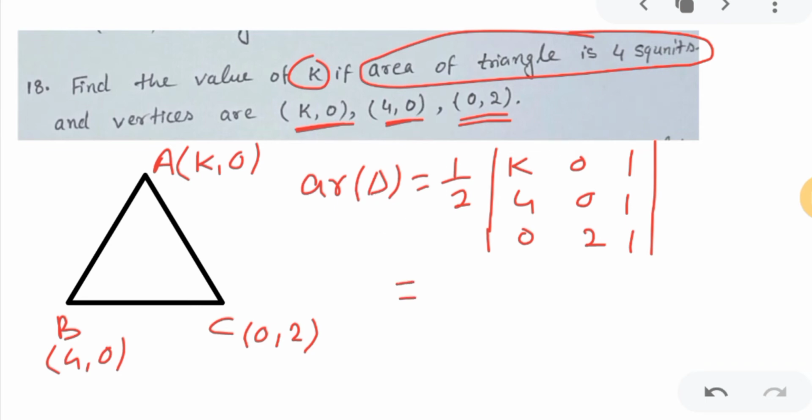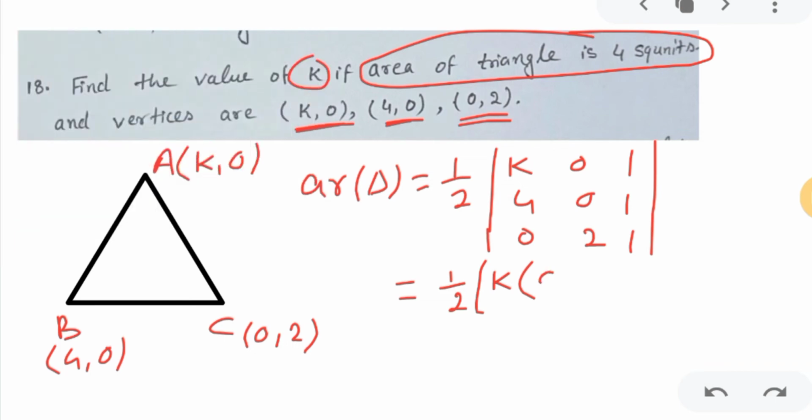So the area of the triangle is half, and I will expand through this R1, correct? So k, if I expand, then 0 minus 2. This row and this column will go, then 0 into 1 will be 0, minus 1 into 2 will be 2. So 0 minus 2, correct?